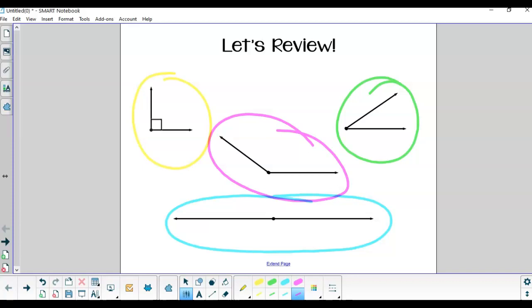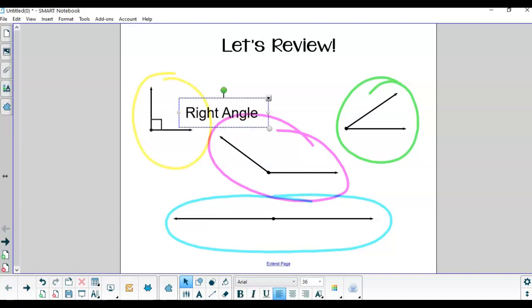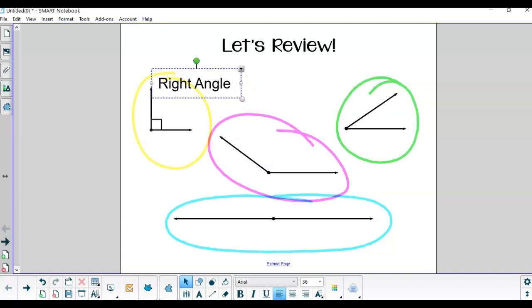Let's look at the one I circled in yellow. Think about it. Can you remember what that angle was called? It has that perfect little square right there in the corner. Yes, you're right. That means it's a right angle. Okay, and a right angle is always 90 degrees. That's what it measures. And a right angle forms that perfect little square there in the corner.